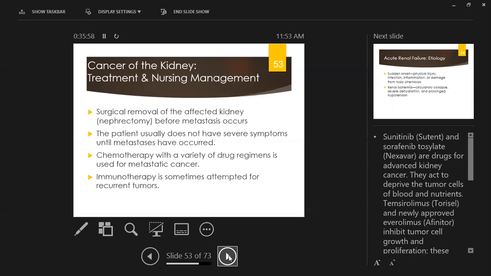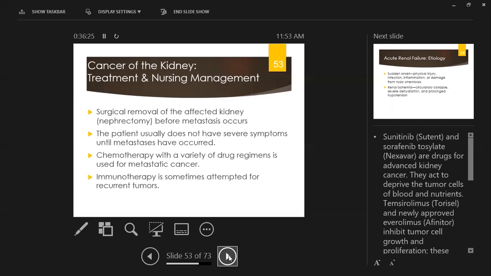How do we treat cancer of the kidney? Well, we surgically remove the affected kidney through a nephrectomy before metastasis occurs. We don't want that cancer to spread throughout the body, and therefore we're going to resect. The patient usually does not have severe symptoms until metastasis has occurred. Chemo with a variety of drug regimens is used for metastatic cancer. They may use Sutent or Nexavar. They're drugs used for advanced kidney cancer that deprive the tumor cells of blood and nutrients.